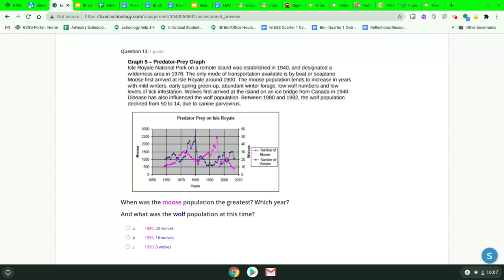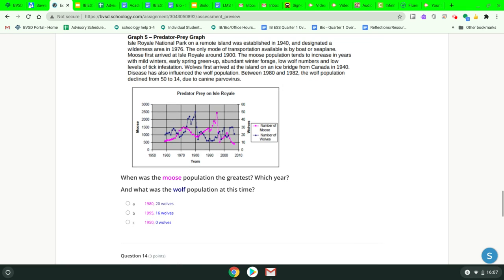Wolves first arrived at the island on an ice bridge from Canada in 1940. Disease has also influenced the wolf population. Between 1980 and 1982, the wolf population declined from 50 to 14 due to canine parvovirus. That's a type of virus that wolves often get, and dogs as well.